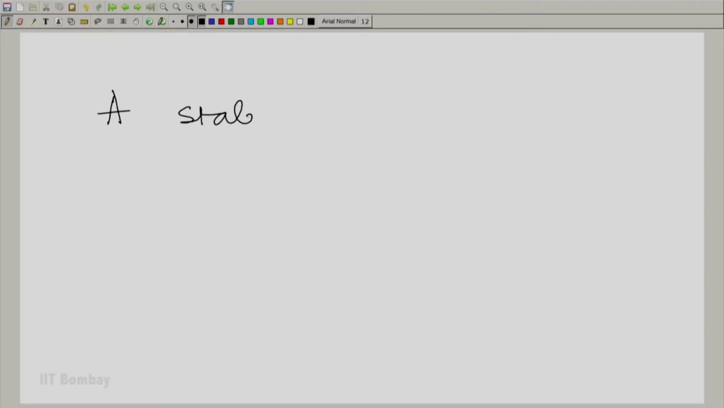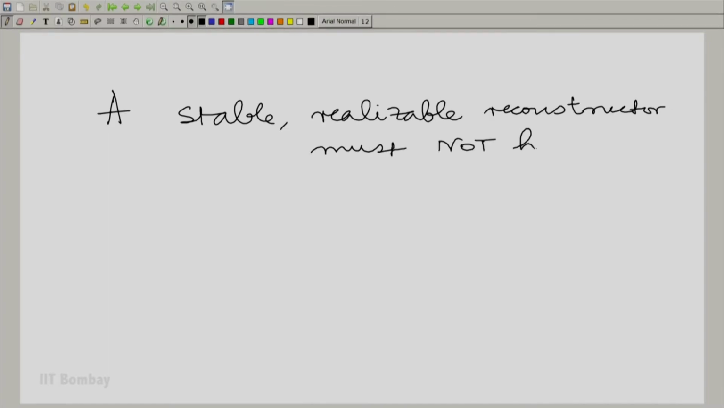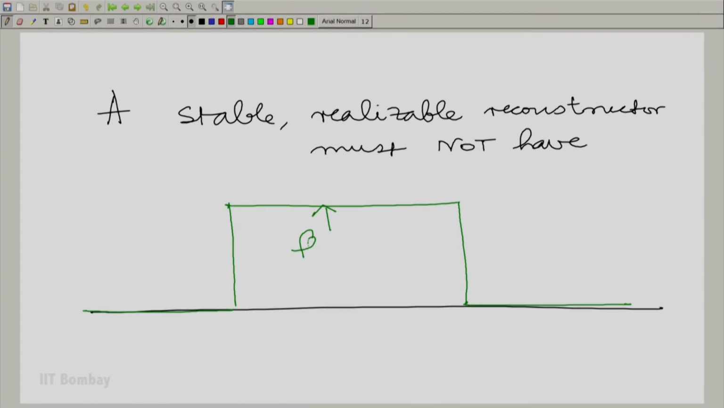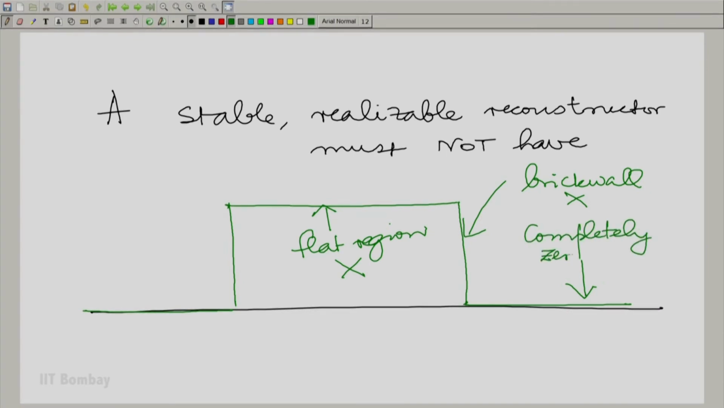So, a stable realizable reconstructor must not have 3 things. Let me draw them. It must not have this flat region, it must not have this brick wall, and it also must not have this completely 0 frequency response region over an infinite region of frequency. This is the third thing that is forbidden. In fact, in a way, that completely 0 response after a certain frequency is also a flat region. That is why it is forbidden. Difficult job.